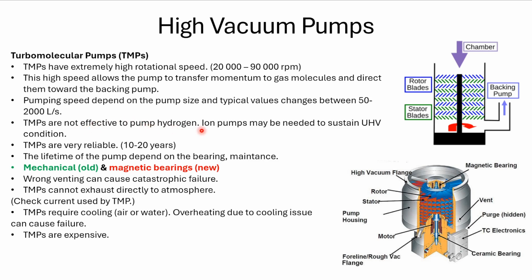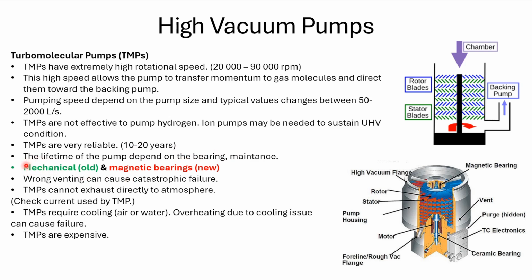Therefore, you may need an ion pump to sustain a good UHV condition. Turbomolecular pumps are very reliable, so you can use them for 10 to 20 years. The main problem is the bearings. You need to change the bearings. If it is old, by the way, you can change your bearings on your own.